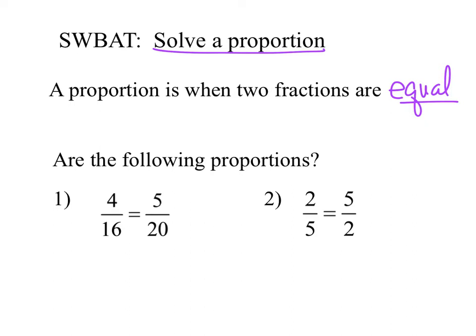So what you do is, the fancy thing that we used to do, is we cross multiply. We take the top of one and the bottom of the other and we multiply them together. And then we take the top of one and the bottom of the other and we multiply them. If they're equal, this is a proportion. So this one right here is a proportion.